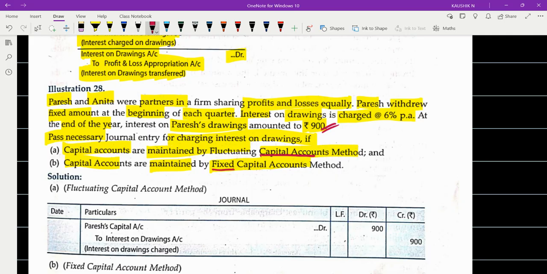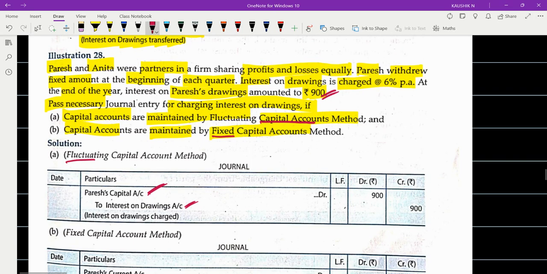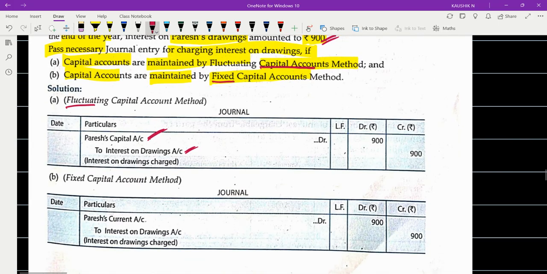So for the first case, you write a heading, fluctuating capital account. The entry is: partner's capital account is debited to interest on drawings account 900. And the second one is fixed capital account, whereby partner's current account is debited to interest on drawings account 900.